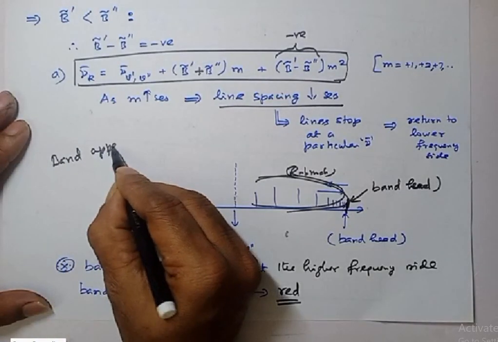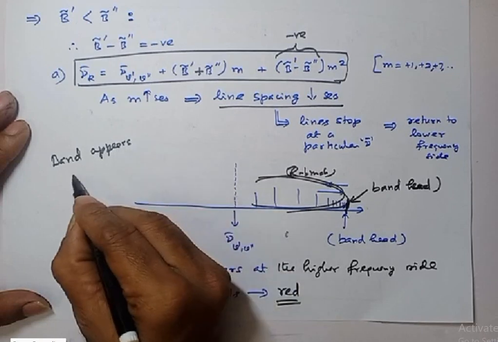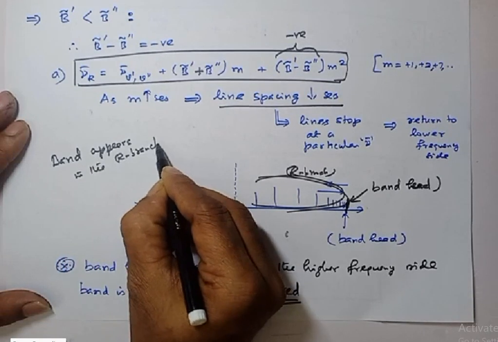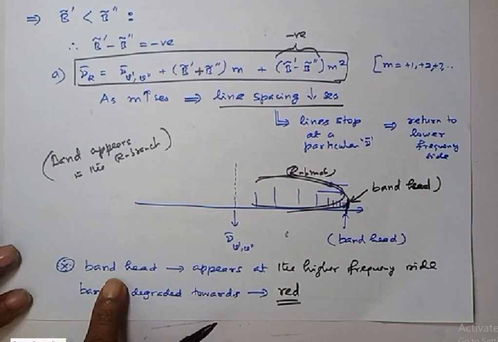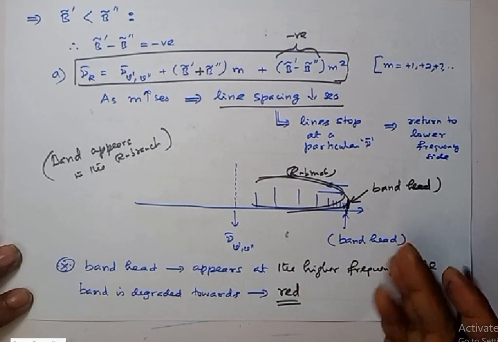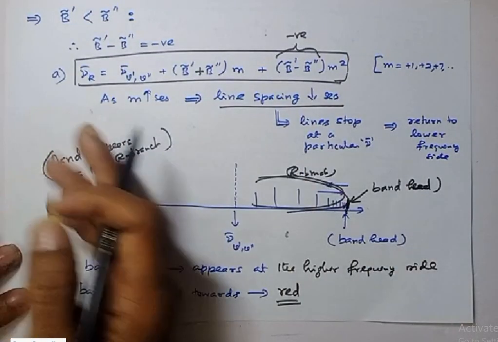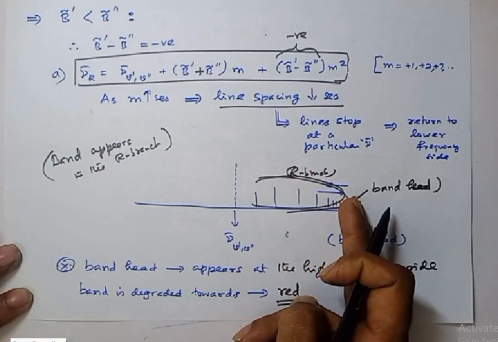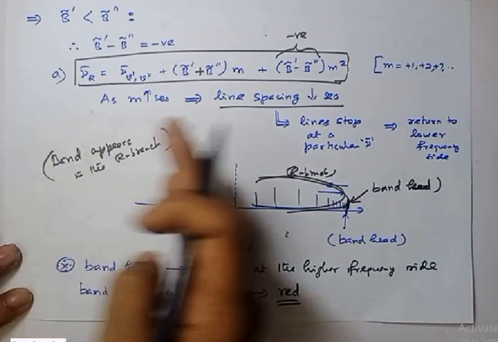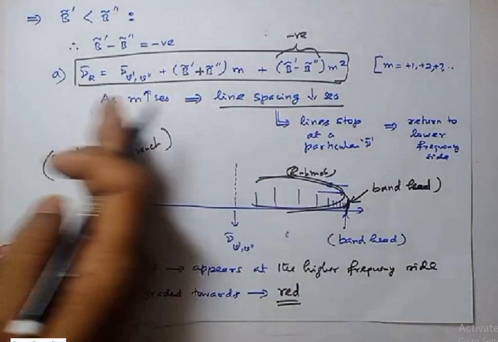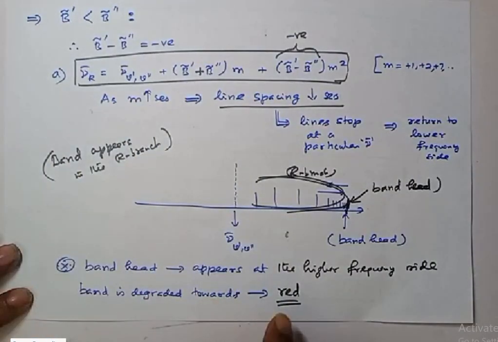Band appears right in the R branch. How will it appear? We get band head at higher frequency side. This is band head and this side is called degradation. So band head appears at higher frequency side and degradation of the band occurs towards lower frequency side, also called red region.